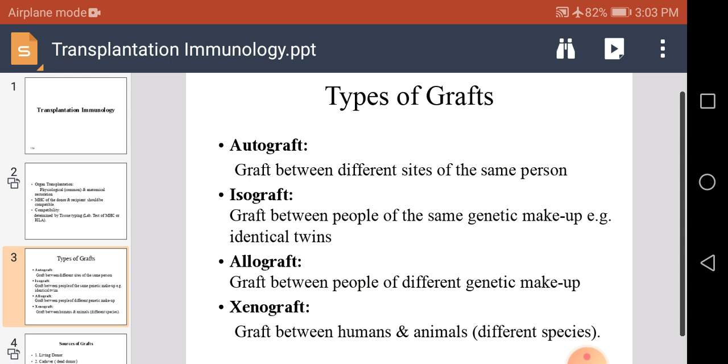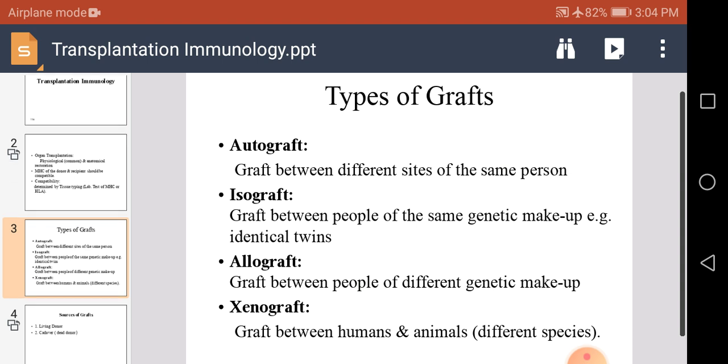The second one is isograft, and this is a graft between people of the same genetic makeup, like identical twins. Also, the compatibility is high, but it still is not as high as the autograft. Allograft: this is a graft between people of different genetic makeup, and the compatibility is lesser than the above. Xenograft: this is a graft between humans and animals, that is to say different species, and the compatibility may vary.